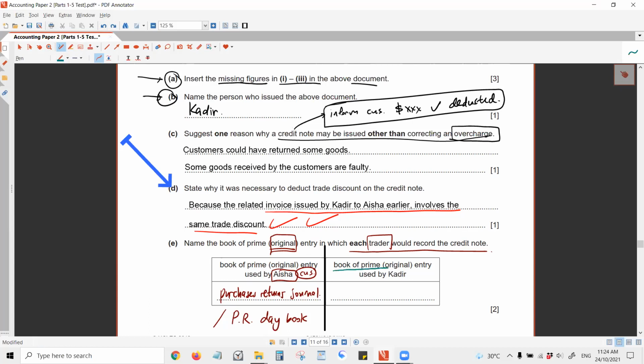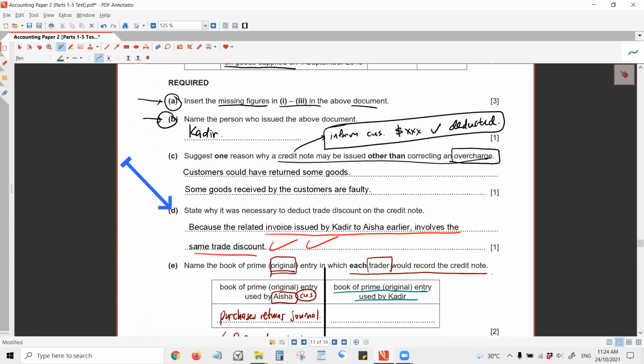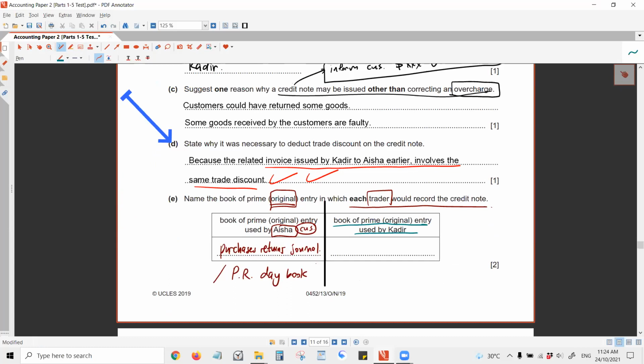Book of prime entry used by Cardew. Cardew is supplier, right? Confirm again? Yes, correct. Sales return journal, Crystal. So write sales return journal. Again, the synonym is sales returns table. Up to you which one you want to follow. Again, the word journal must be here, otherwise you don't get the mark. I give you 5 seconds and then I move on to the next page.